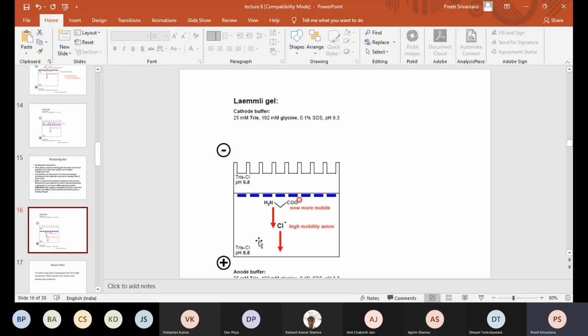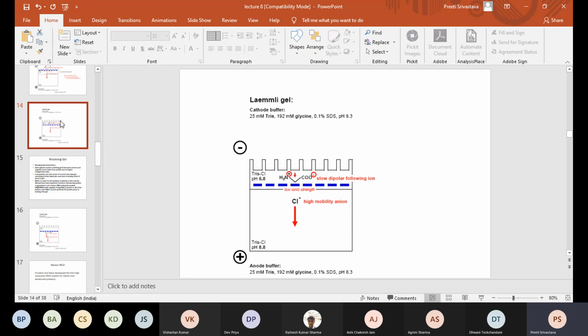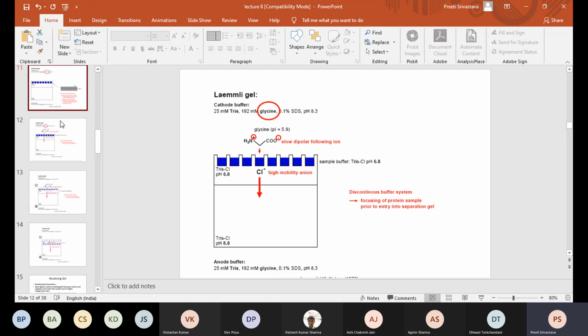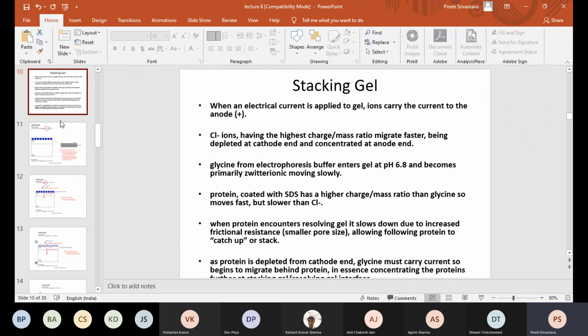Right? So I hope the basis of SDS-PAGE is clear. Who is going to explain it one more time? Then we go to native gel.